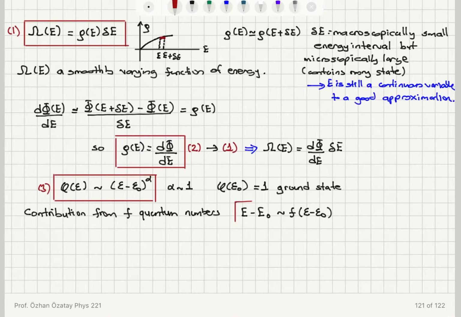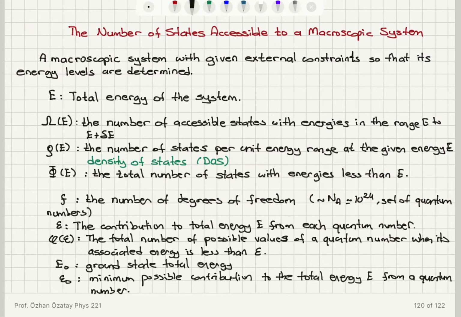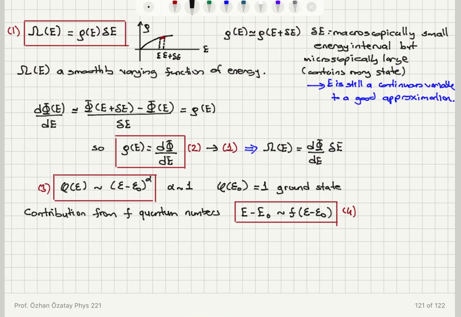So as I increase the number of degrees of freedom in the system, the contribution from each quantum number being epsilon minus epsilon 0 will have a larger effect on the total energy of the system, because it's F times epsilon minus epsilon 0. And finally, what is the relationship between the number of states with energies less than E and this lowercase phi, the total number of possible values of a quantum number when its associated energy is less than epsilon?